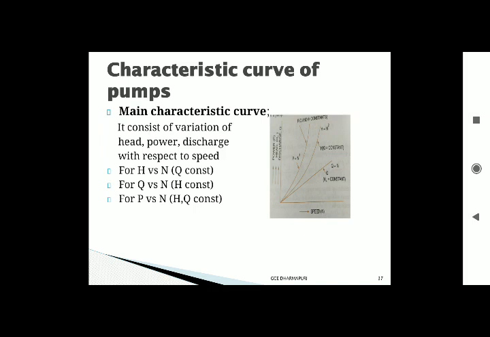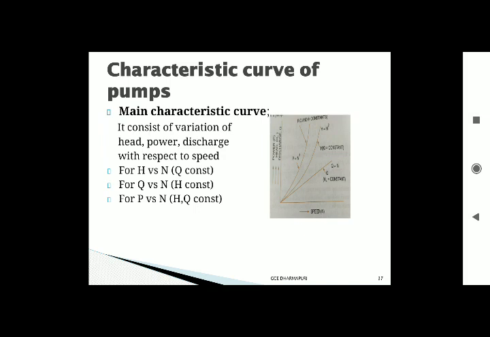Then characteristic curves. We have 3 types of characteristic curves. First one is the main characteristic curve. What is the main characteristic curve? It consists of variation of head, power, discharge with respect to speed. For example, we take speed. We vary the speed of the pump. By varying the speed of the pump, we plot the variation of power with respect to speed.